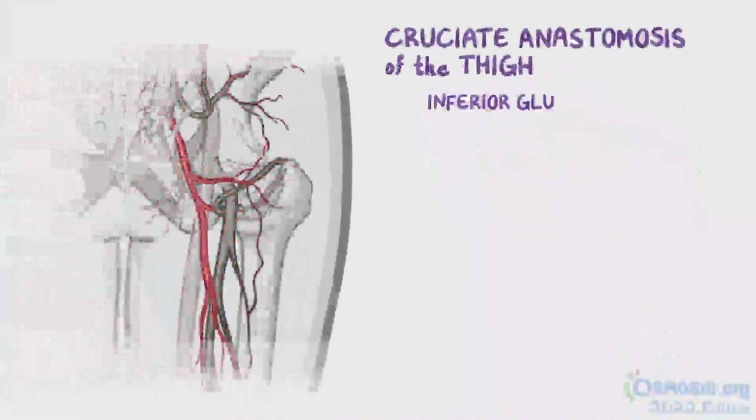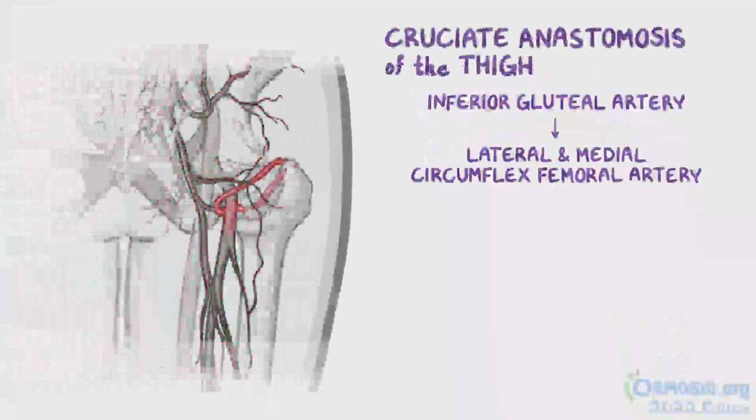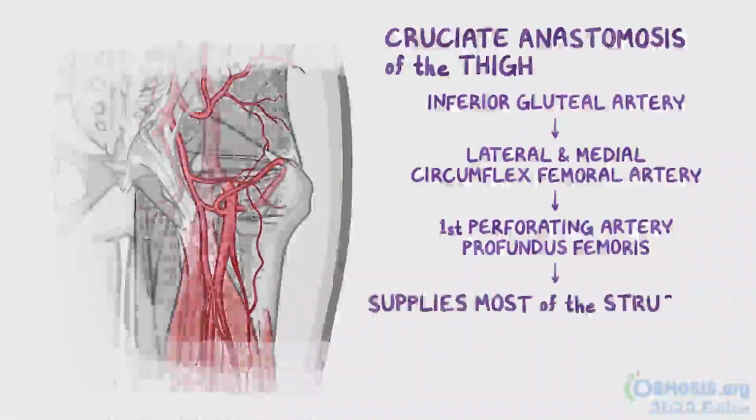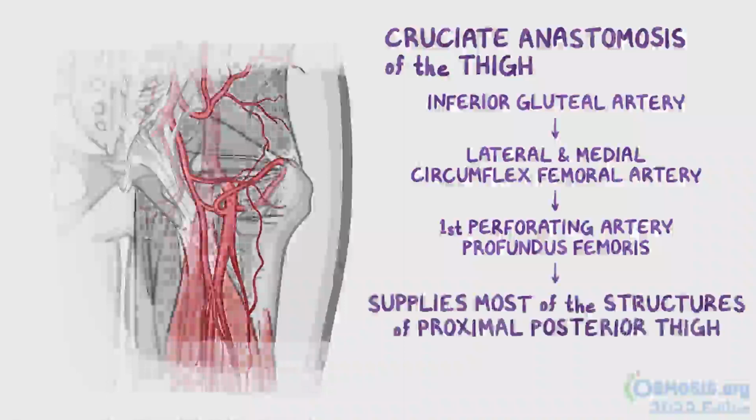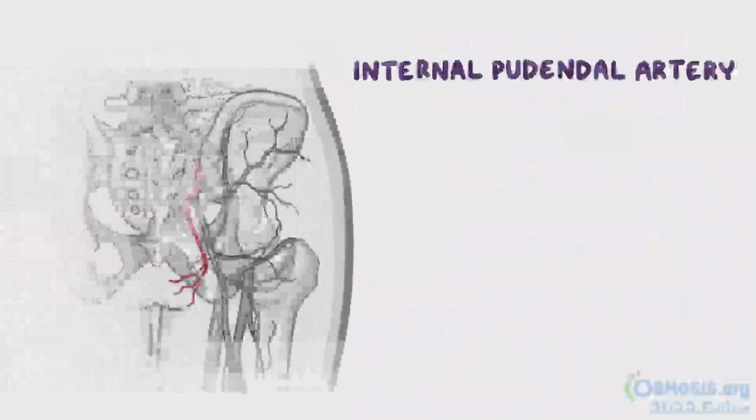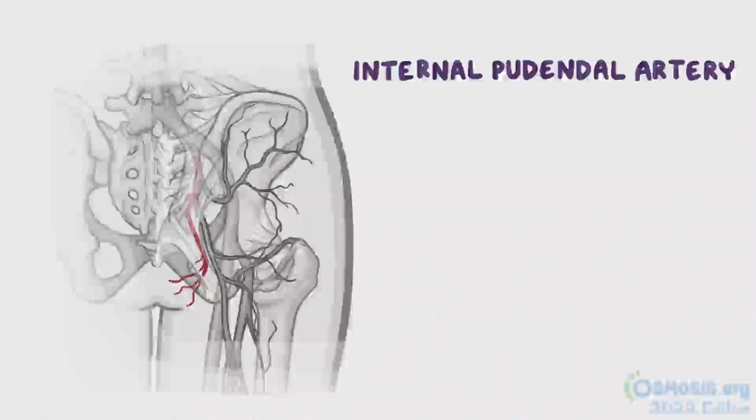This fancy name structure is a union of the inferior gluteal artery, the lateral and medial circumflex femoral arteries, and the first perforating artery of the profunda femoris artery in the upper thigh, which supplies most of the structures of the proximal posterior thigh. And third, the internal pudendal artery lies anterior to the inferior gluteal artery.